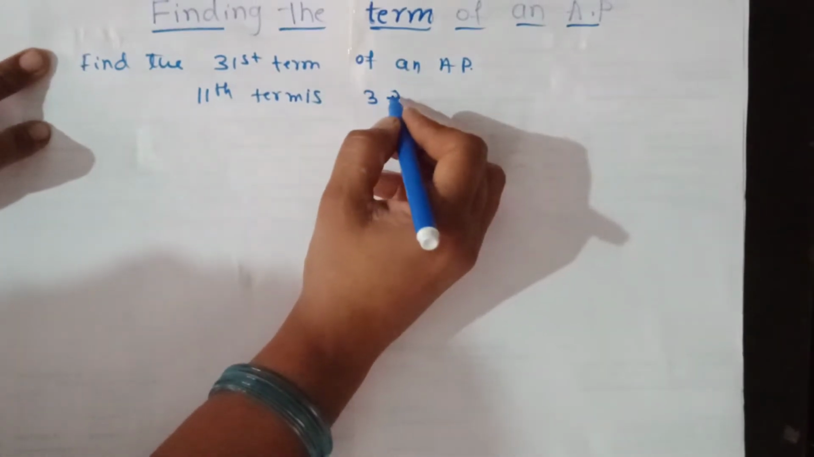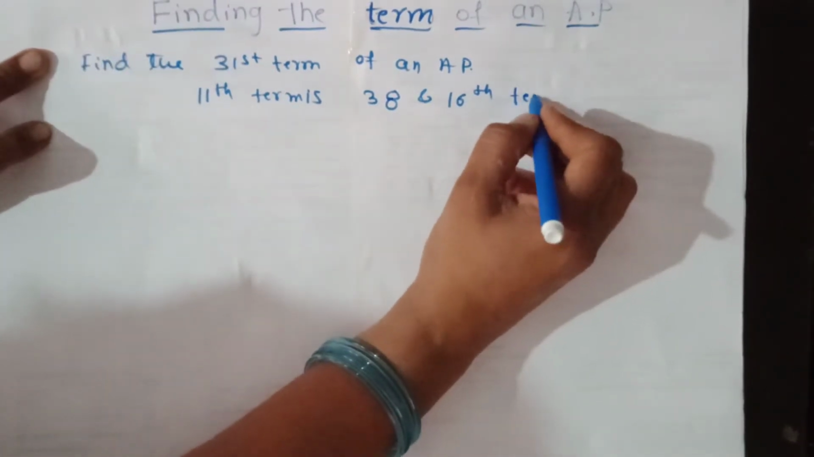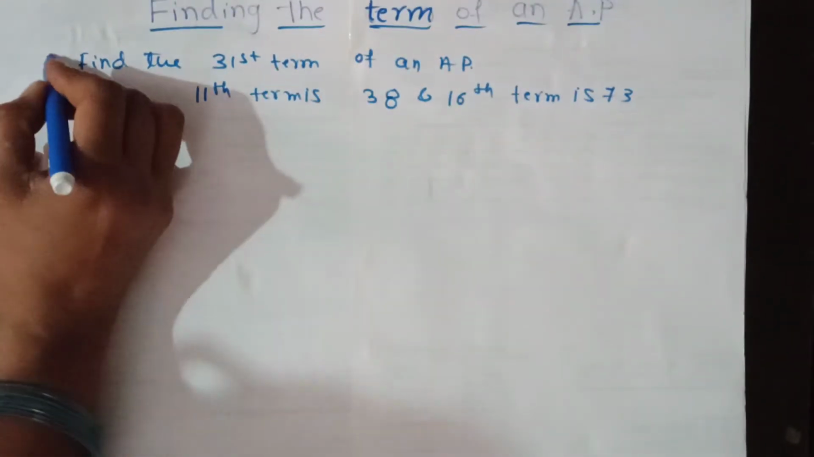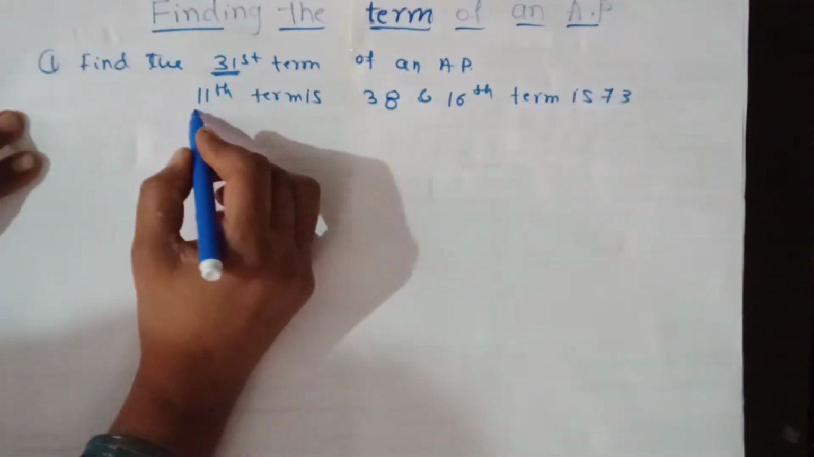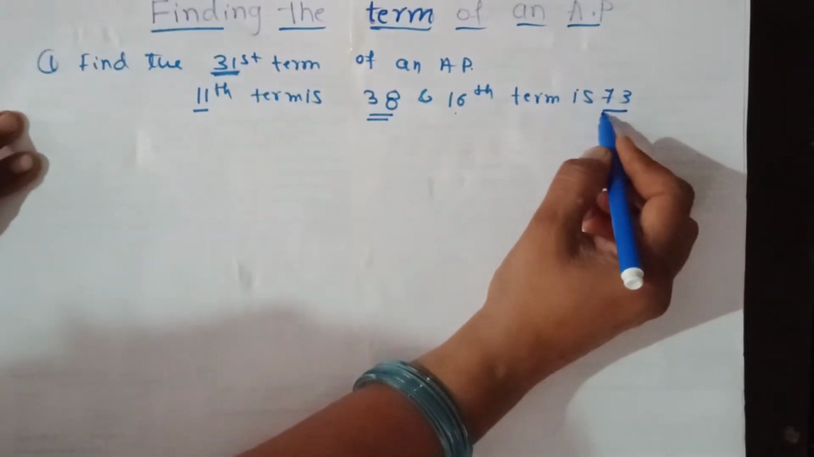and 16th term is 73. This is a very interesting question. Find the 31st term of an AP where you are given the 11th term is 38 and the 16th term is 73.